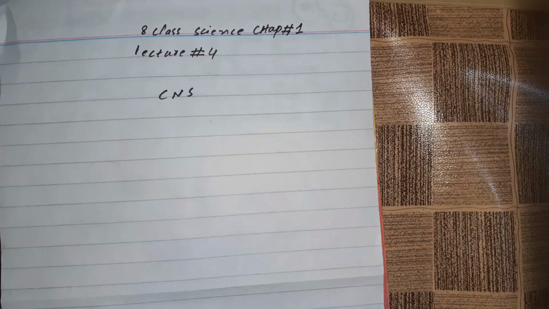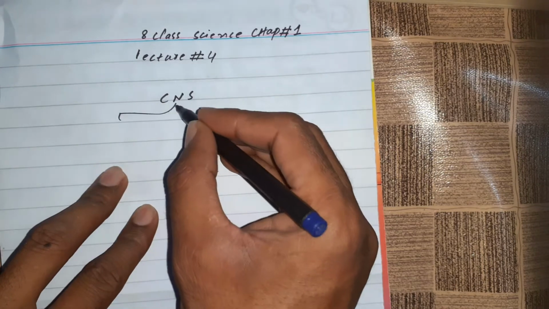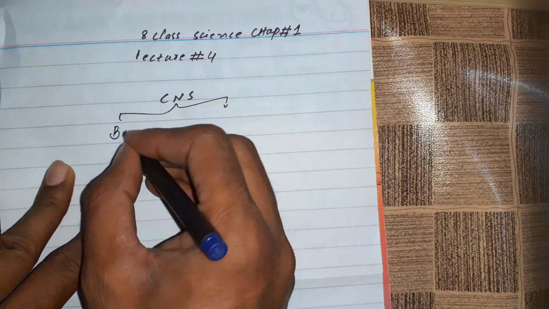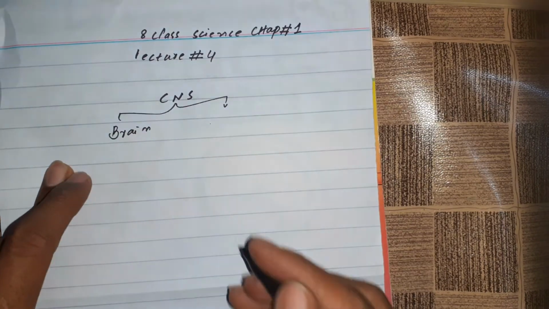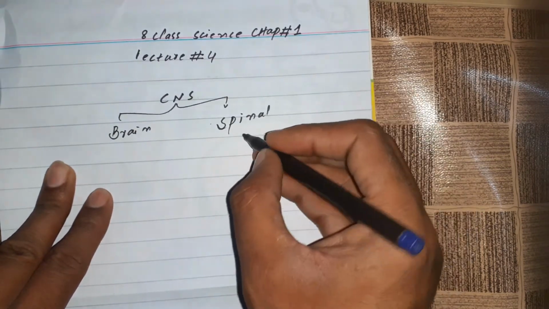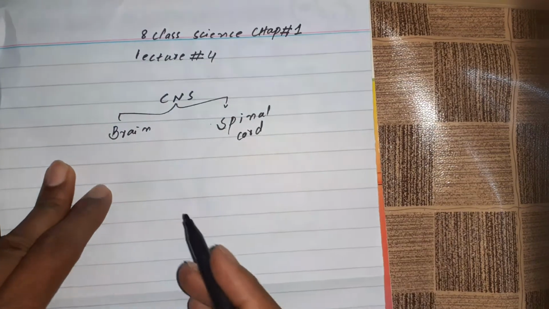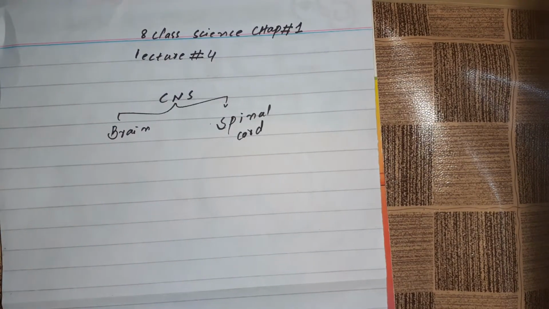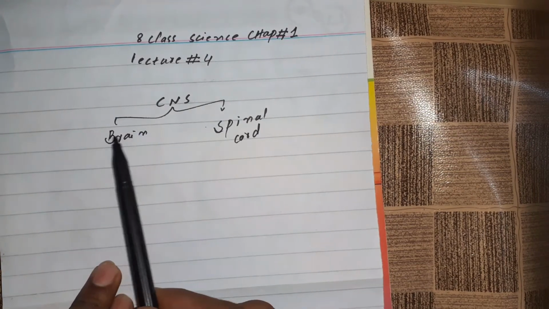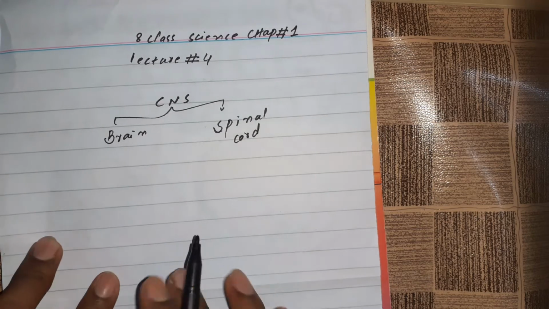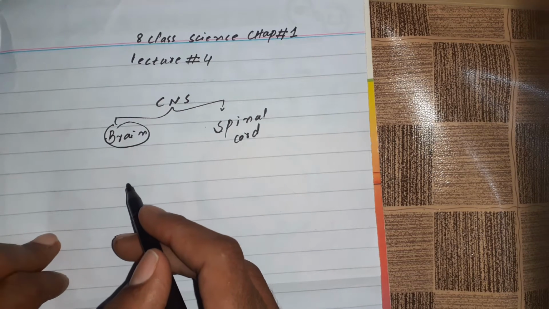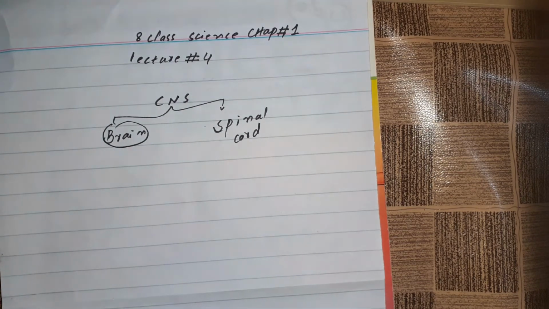Well, we see here the central nervous system comprises two main systems: brain and spinal cord. CNS comprises two main things in the central nervous system: brain and spinal cord. Now we will deal with the brain. Let's see what the brain actually is.